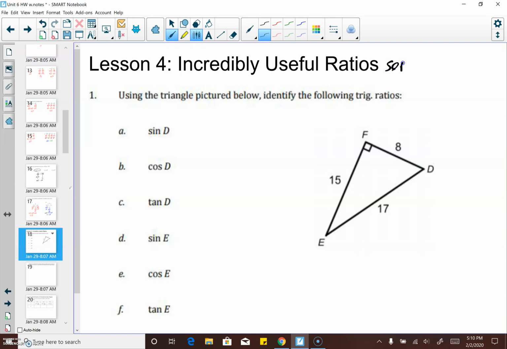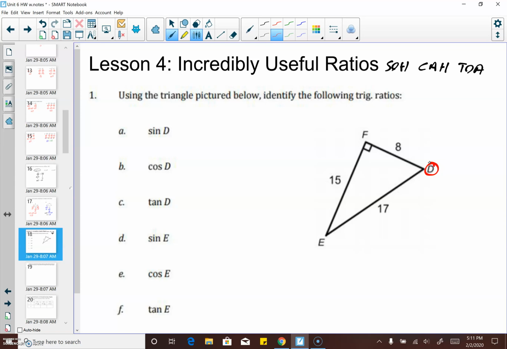We've got SOH CAH TOA. Remember, sine is opposite over hypotenuse, cosine is adjacent over hypotenuse, and tan is opposite over adjacent. So what I'm going to do is put all of my trig functions from D. That's going to be my red.